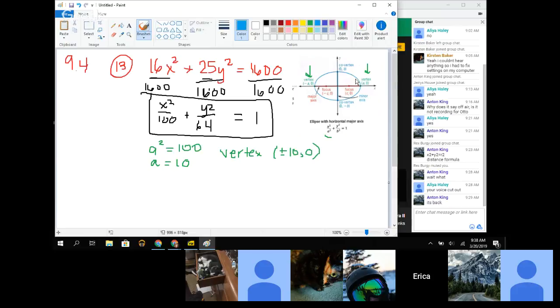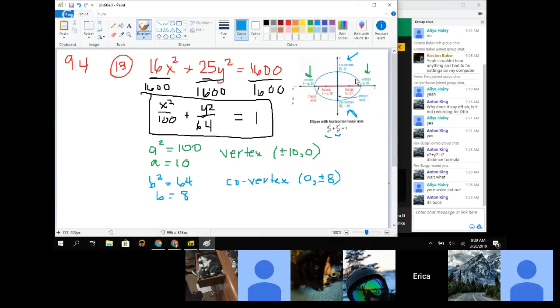Okay. My co-vertices then are at (0, b) and (0, negative b). And b squared is my number under my y squared. So b squared equals 64, or b equals 8. So my co-vertices are at 0, plus or minus 8.